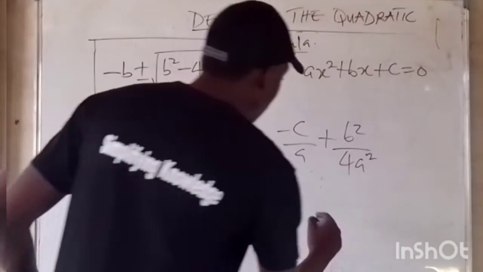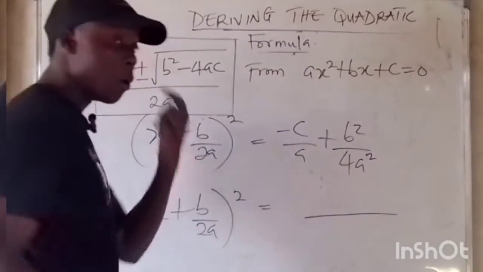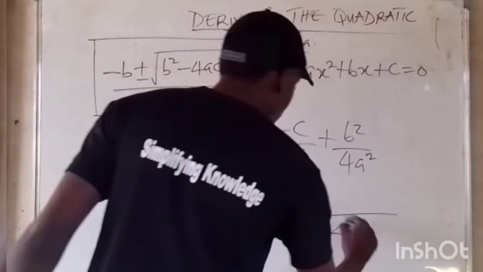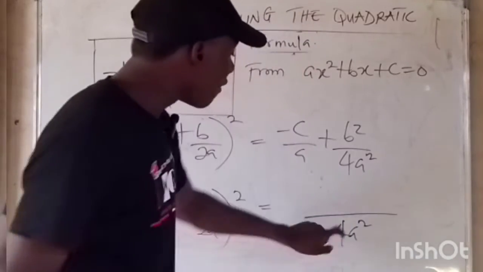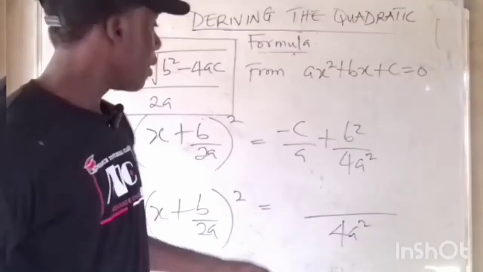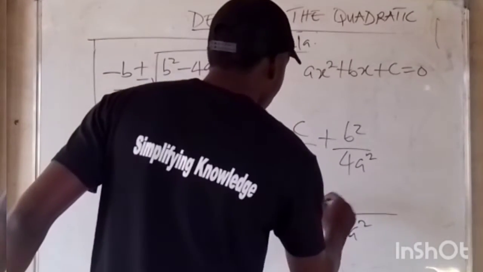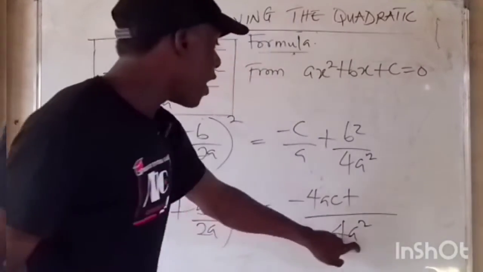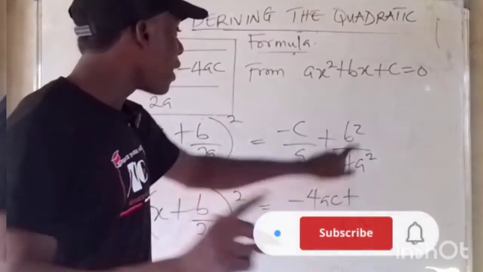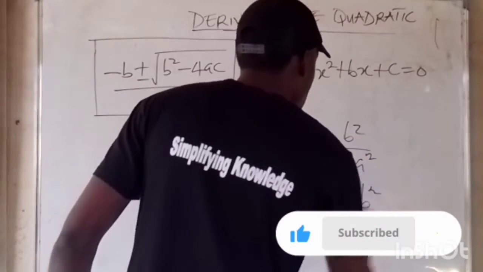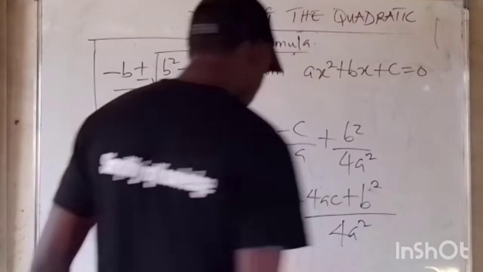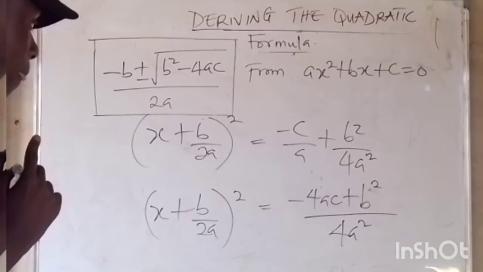I have to look for the LCM of a and 4a squared, which is what? 4a squared. Now 4a squared divided by a is what? 4a. 4a times minus c is minus 4ac. So this is minus 4ac plus 4a squared divided by 4a squared is 1. 1 times b squared, which is b squared. So from here, what will I do?